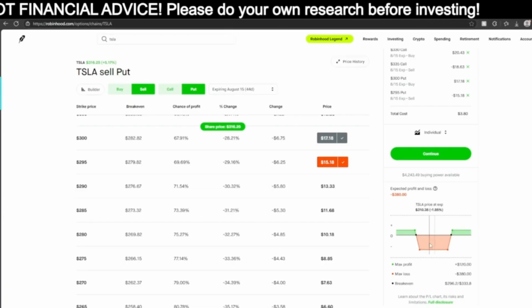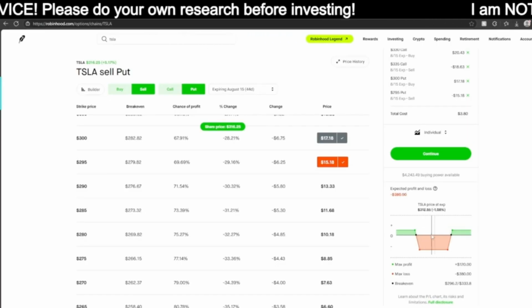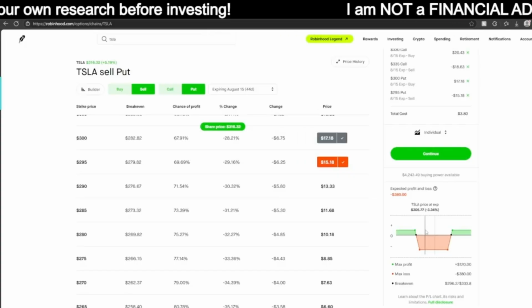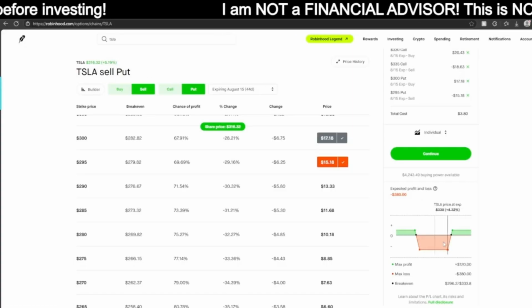And again, it's going to cost more because you're saying that Tesla's going to move about 5 or 6% in the next month or so. And that's definitely going to happen pretty much. It moved 5% in a day. So it's possible this is going to happen here.